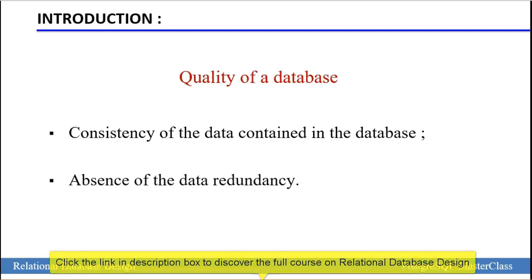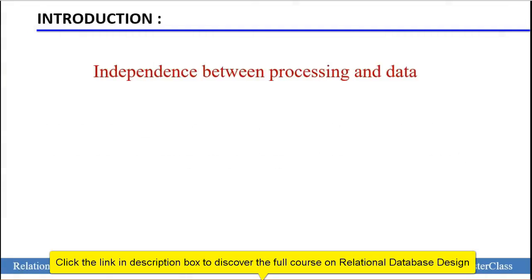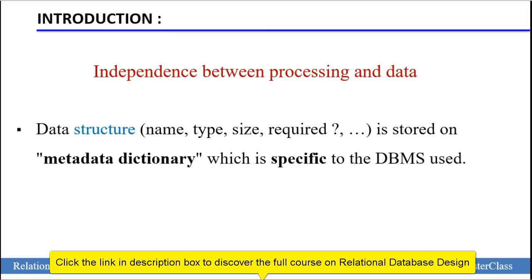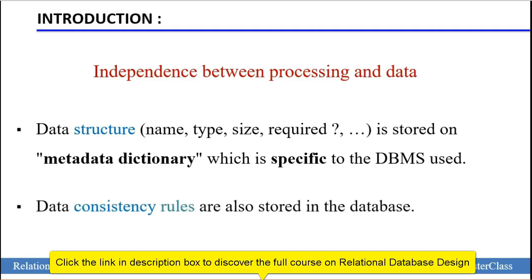The second objective of a database is to ensure independence between data and processing. Therefore, it's necessary for the application to obtain information about the data structure, like name, type, and size. To do this, we associate with the database a description called the metadata, catalog, or data dictionary, which describes the internal structure of the database that is specific to the DBMS used. In addition to the structure and type of data, information on data consistency rules are also stored in the database.